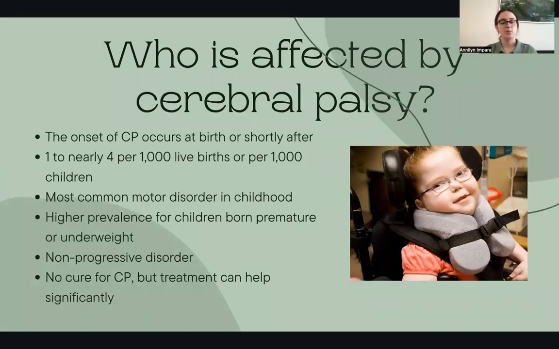According to the CDC, 1 to nearly 4 per 1,000 live births or per 1,000 children have cerebral palsy. It is the most common motor disorder in childhood. There's a higher prevalence of CP for children who are born premature or underweight. CP is a non-progressive disorder, which means that it does not get worse as the child gets older. However, there is no cure for CP, but treatment such as speech therapy, occupational therapy, and physical therapy can help significantly.